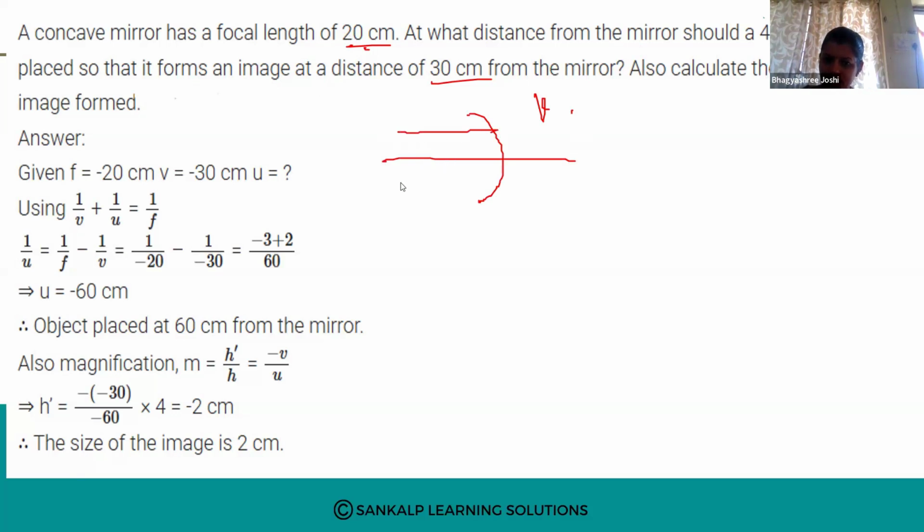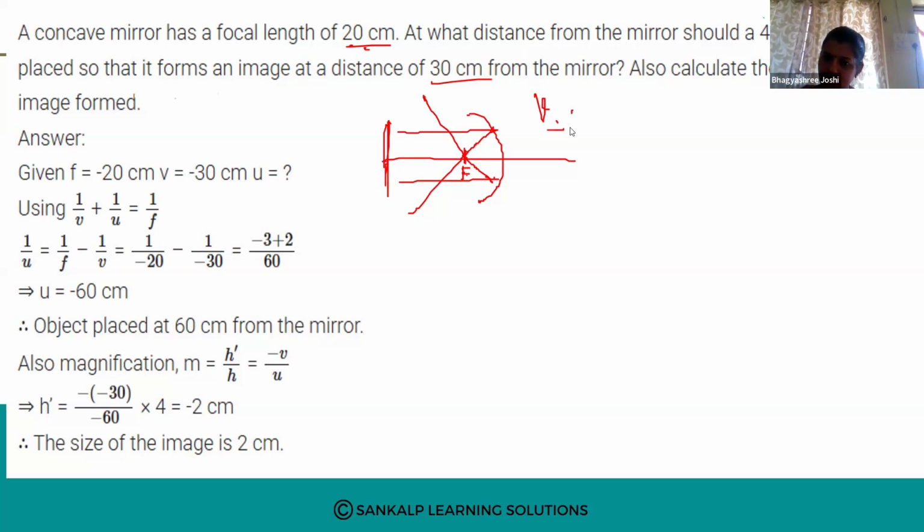see, this is an incident light. After reflection it goes like this, right? It meets at this point, that means the light converges or meets at this point, therefore the principal focus is at this point. It is on the same side as the object. See, if the object is here, the image will also form here only. That means the image also forms on the same side as the object, right?